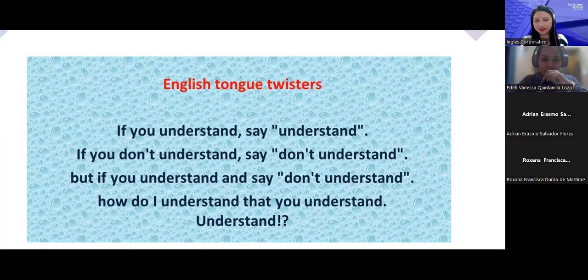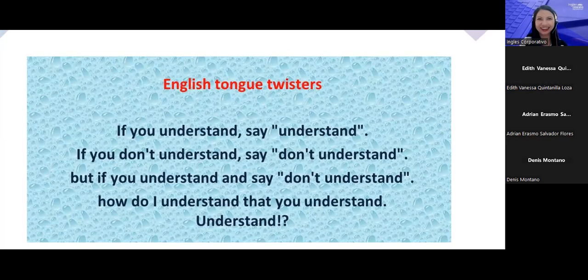Clase, ¿cómo lo hizo? How was it? Yes. Reacciones ahí, virtuales. It was good, right? Excellent. It was, yeah. Amazing. Felicitamos a Adrián. ¿Será que Adrián elige el siguiente o tengo más voluntarios? Sí, teacher. Go, please. I know you can do it. Go, Dennis.